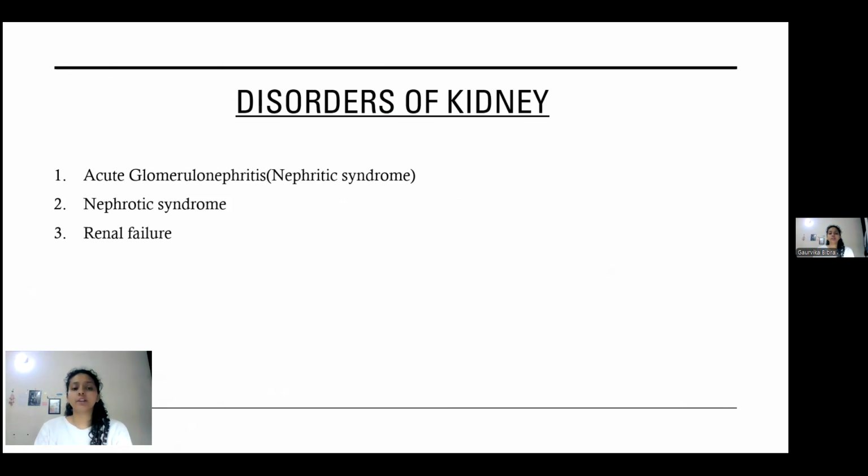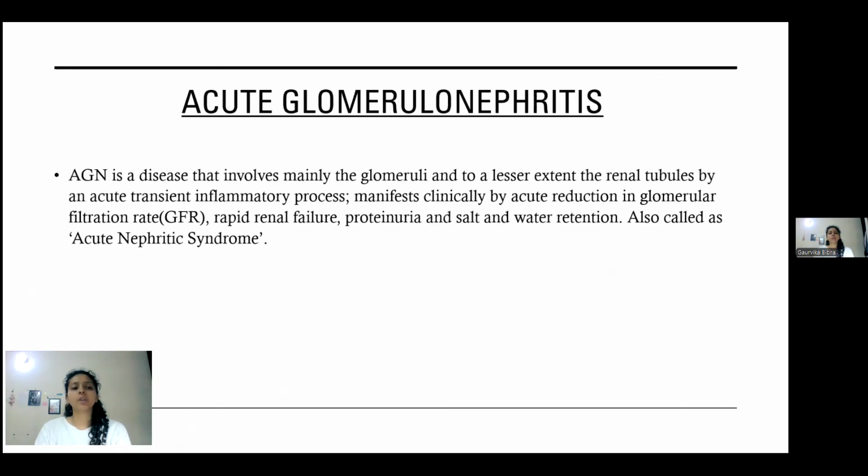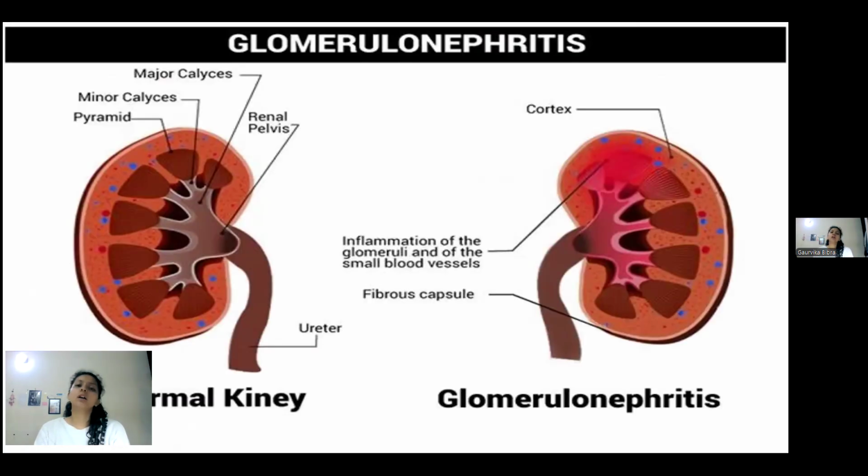Disorders of the kidney are nephritic syndrome, also known as acute glomerulonephritis, nephrotic syndrome, and renal failure. Coming on to acute glomerulonephritis, it is a disease that involves mainly the glomeruli and to a lesser extent the renal tubules by an acute transient inflammatory process, manifesting clinically by acute reduction in GFR, rapid renal failure, proteinuria, and salt and water retention. Inflammation of the glomeruli and of the small blood vessels is seen in glomerulonephritis.